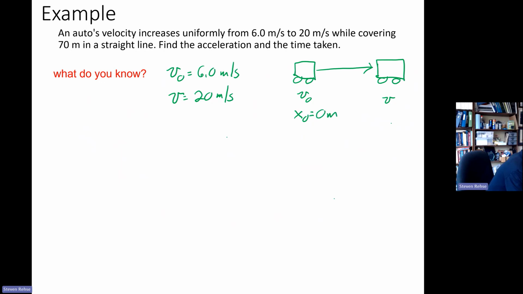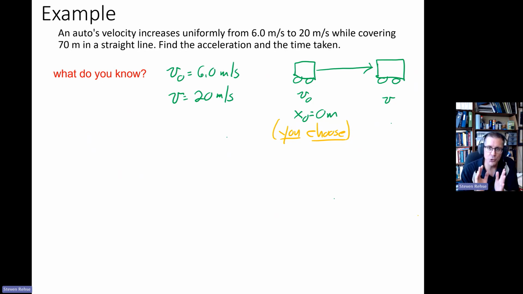Well, you don't know that. You choose it. I am choosing to say that where it started is 0, and you have to do this. You need an initial coordinate and you need a final coordinate. You know it covered 70 meters. Look, you could have called it 100 and 170. The problem will work right. You could have called it 200 and 270. The problem will work right. As long as the change is 70, the problem will work. In physics, we tend to set one of them equal to 0 if we can, because it makes the math just a little bit easier.